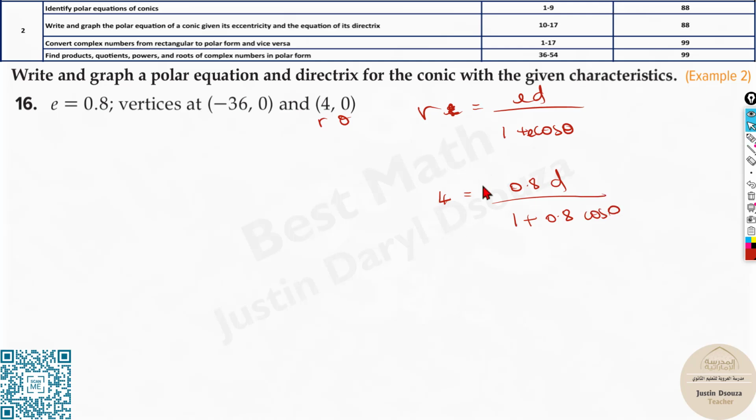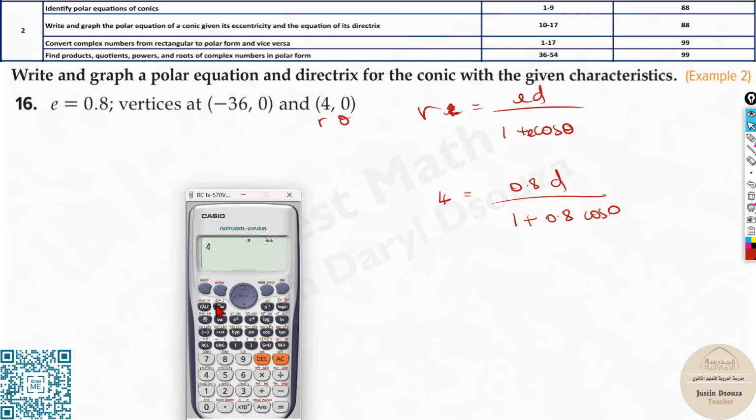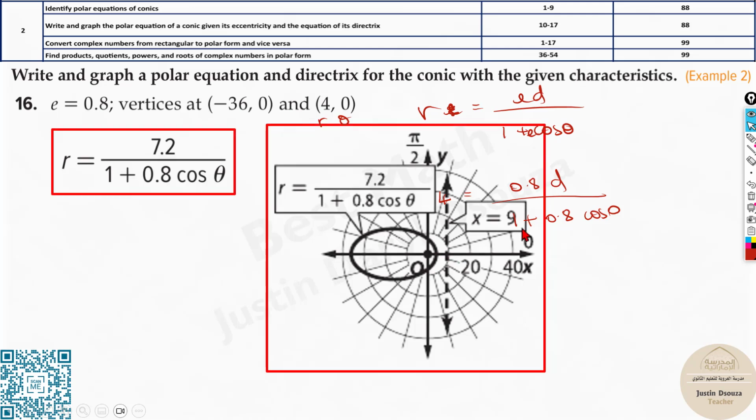Now let's solve this up. Let's put it in the calculator. You can directly put this entire thing in the calculator and solve. So we can do it like this. 4 equals 0.8 times x. That D value is what we are solving for. And then 1 plus 0.8 cosine 0. Close the bracket, shift and solve. And equal. The answer is 9. Here the directrix is at 9, where x is equal to 9. Why? Because it's cosine. We know for cosine x is equal to, and it's positive 9. You get it in the answer.